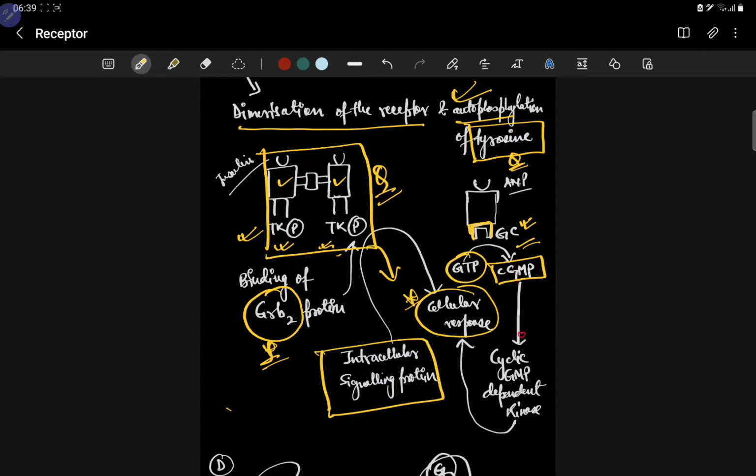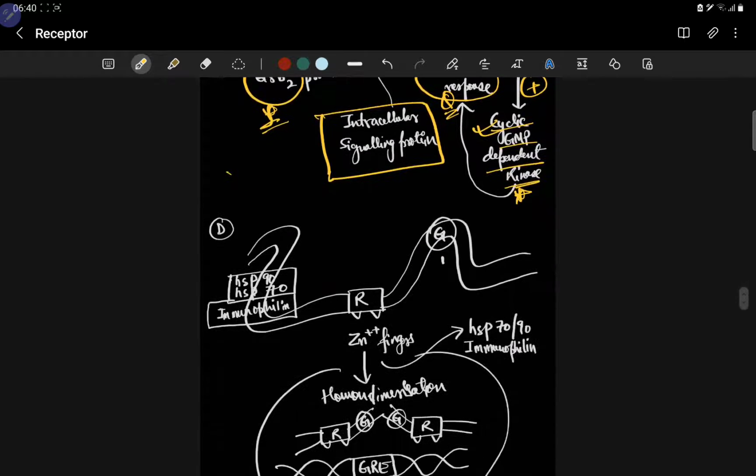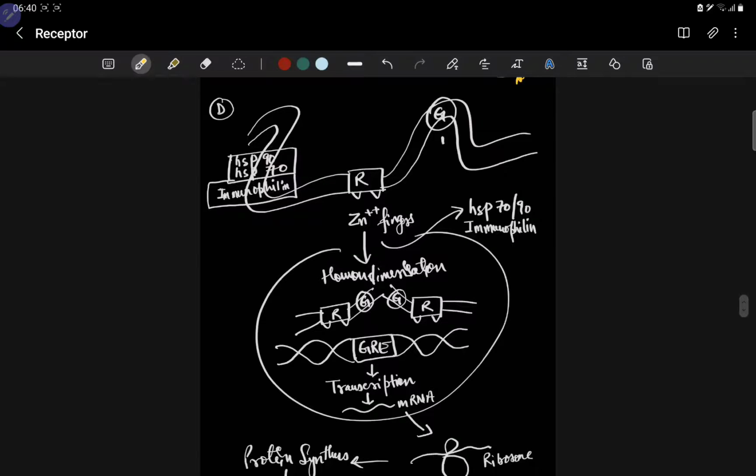it will stimulate the cyclic GMP dependent kinase, and this again will help in the response in the cell, right? For example, there is nitric oxide which acts via this route, cyclic GMP, okay. So you should know about this. This is very, very important, right?